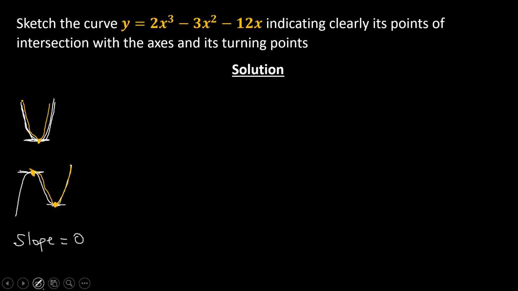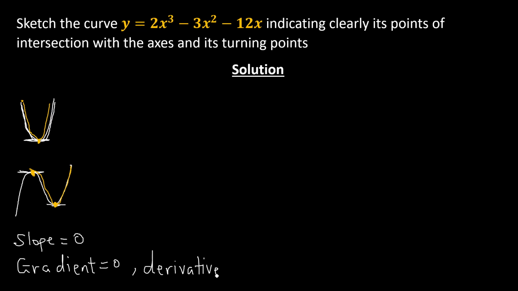And the slope is the same as the gradient. So at the turning point, the gradient or the slope is equal to 0. Interestingly, another term for slope or gradient is the derivative, specifically the first derivative. So keep these key points in mind. Let's first of all find the turning point of the equation. At the turning point, the slope or the gradient or the first derivative is equal to 0.